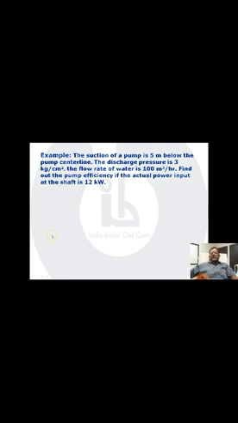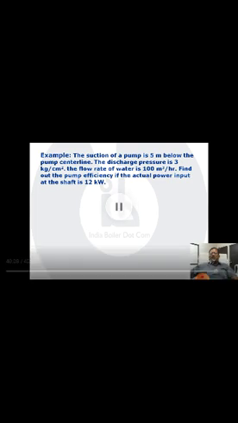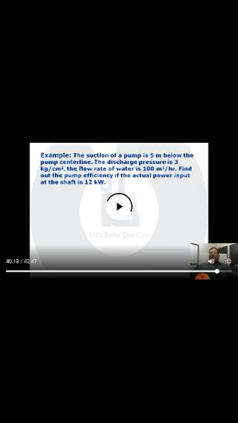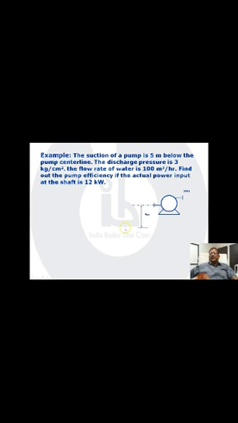Now in this example, the suction of a pump is given 5 meters below the pump center line. The discharge pressure is given as 3 kg per centimeter square. The flow rate is given in meter cube per hour. They have asked us to find out the pump efficiency, given the actual power input to the shaft, that is the shaft power, 12 kilowatt. So let us first draw the pump. The suction is below the pump center line, therefore we know that it has to be added, right?